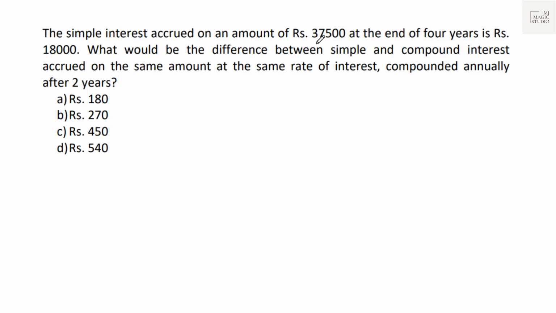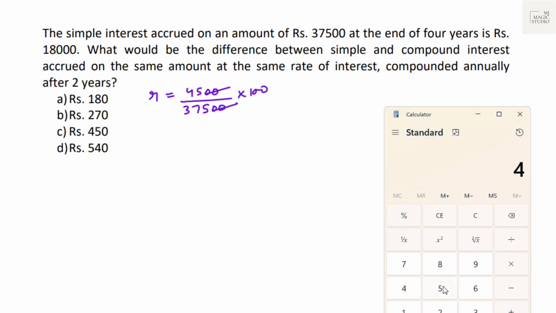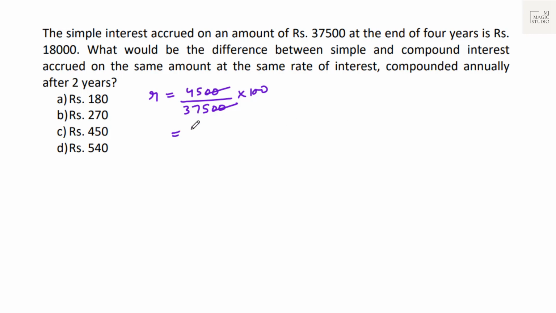The simple interest accrued on an amount of rupees 37,500 at the end of 4 years is 18,000. So simple interest in 4 years is 18,000, and 1 year is 4500. So the interest rate we are looking for is 4500 by 37500 into 100. That is 45 by 375, which is 12%. So I is equal to 12 by 100. Done.